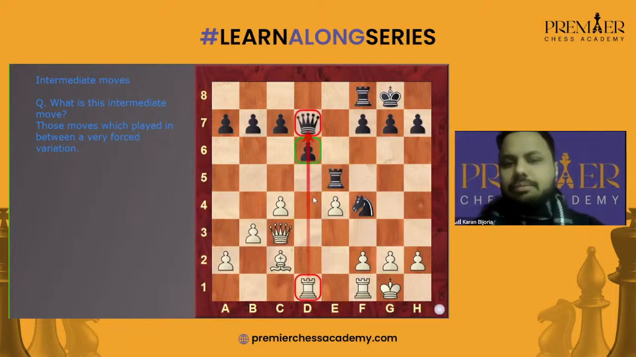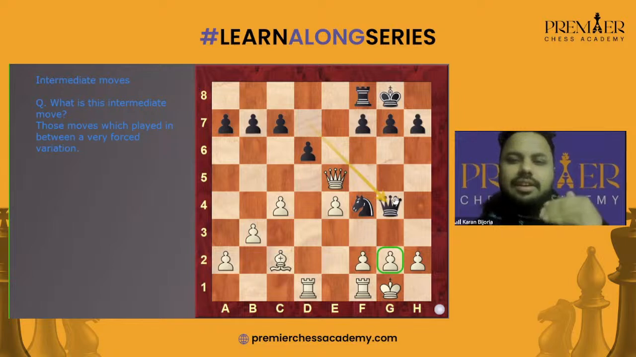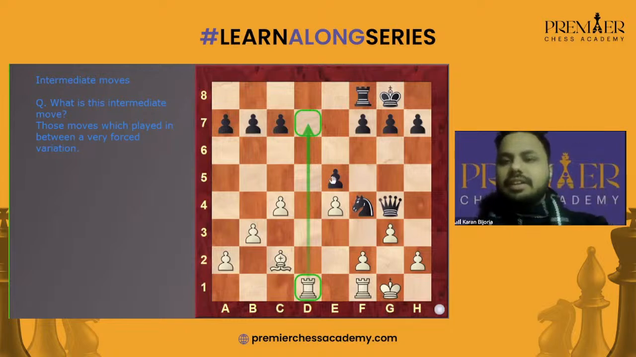We have to capture the queen, obviously. Here we have to capture the queen, or else we just lose the piece. But what we did, we stayed for a while and we played a different move. And then when the opponent is protecting himself, or you can say defending himself, then after some time we play the move. So this is the basic of the intermediate move.